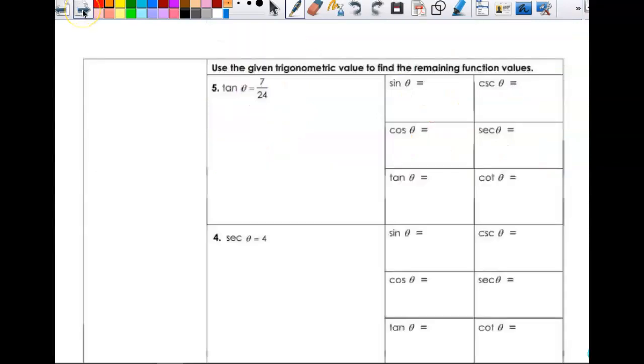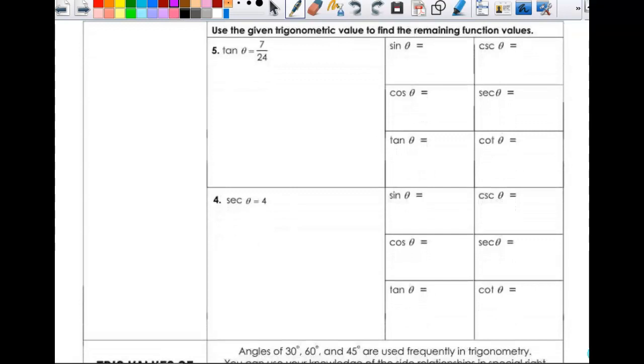So this next set of instructions says use the given trigonometric value to find the remaining function value. So they gave me the tangent of theta. And I need to use that to find the rest of these. So already I know that tangent theta, my answer is 7 over 24. What's the cotangent of theta? 24 over 7, right? So that was pretty easy, but I need the other ones.